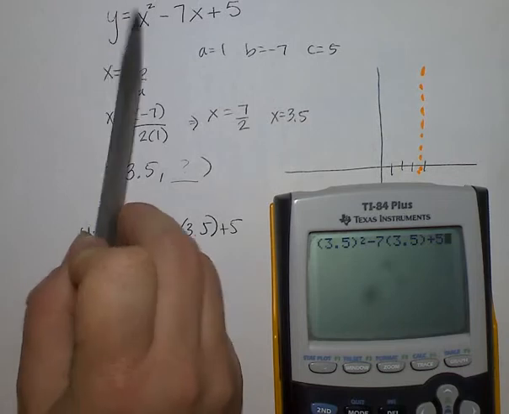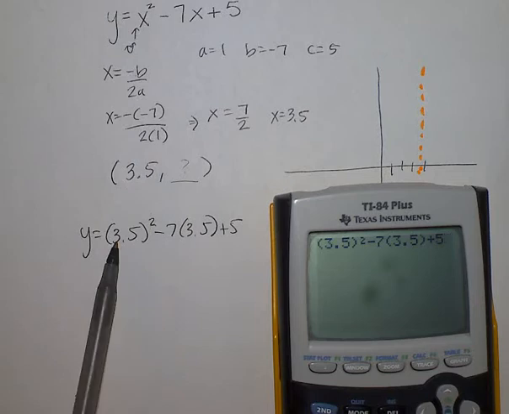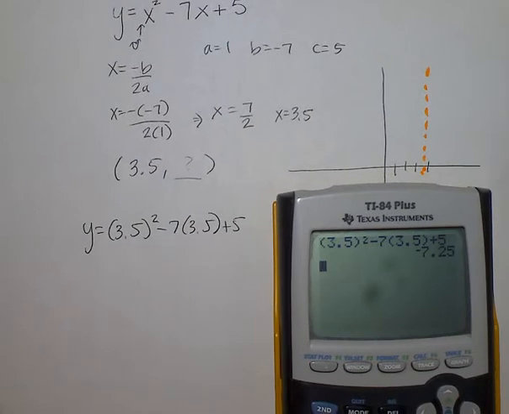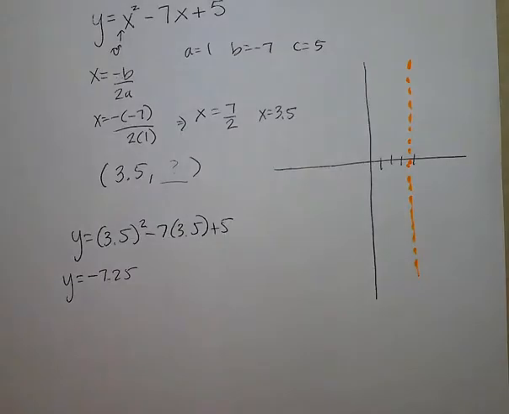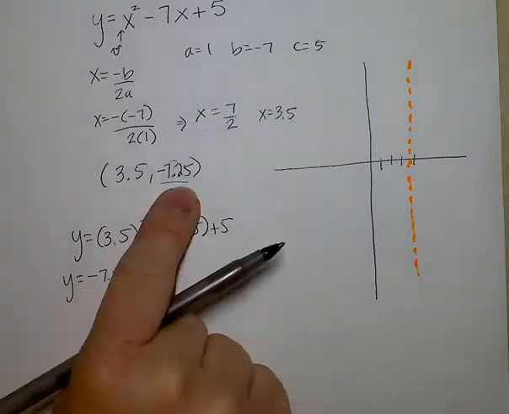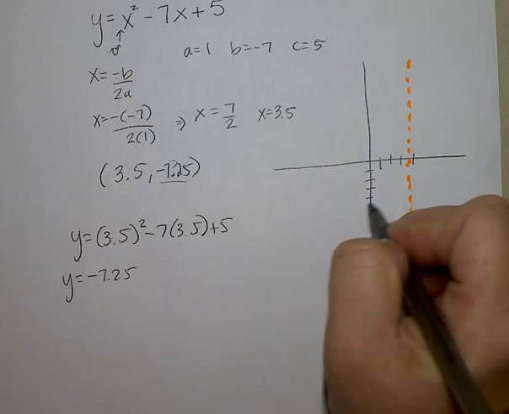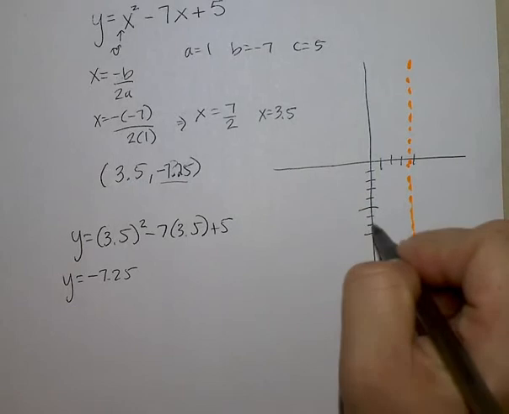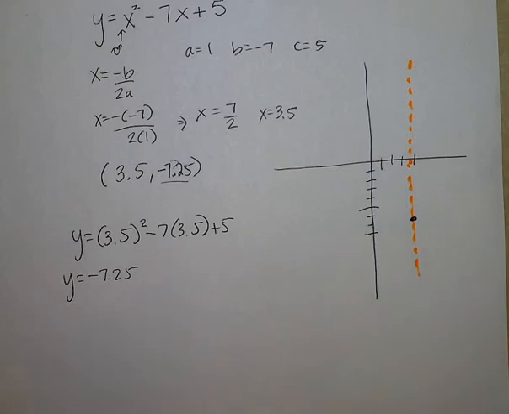I've taken the equation that I was given. I've substituted in the x value wherever I see an x in the equation. This means that y is -7.25. If you were asked to identify the vertex, this is the coordinates of the vertex. I come over to my right. 1, 2, 3, 4, 5, 6, 7. So here's 7. Between 7 and 8, about 7.25. There is the vertex. I've completed steps 1, 2, and 3.